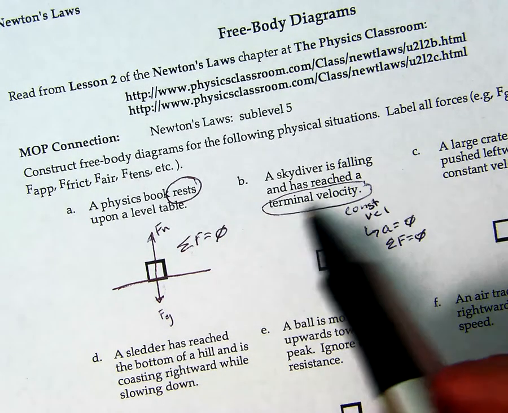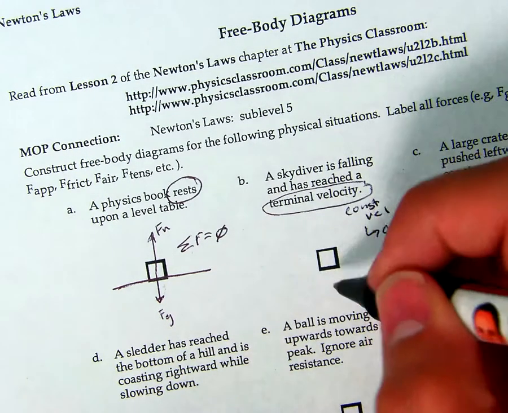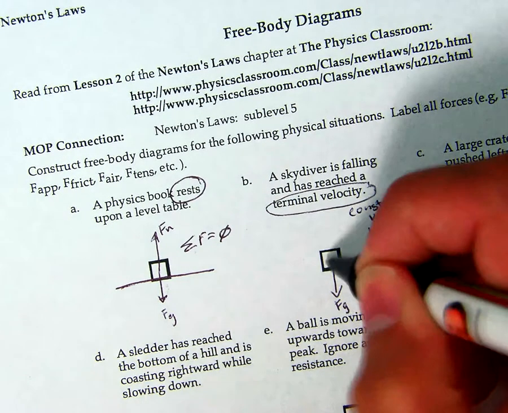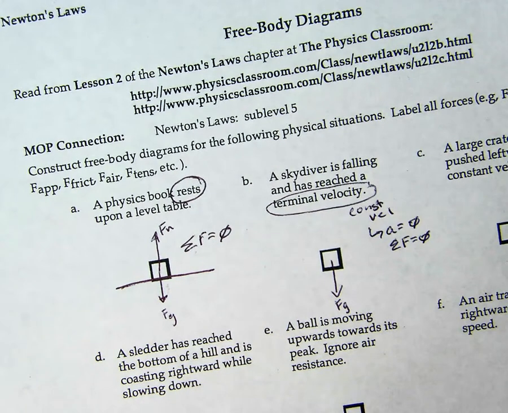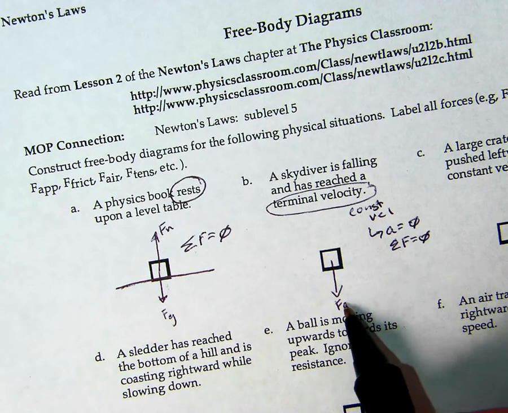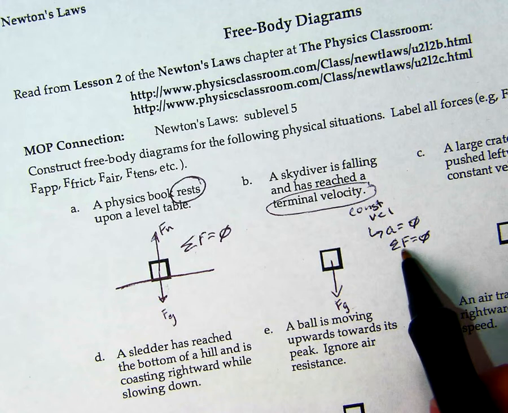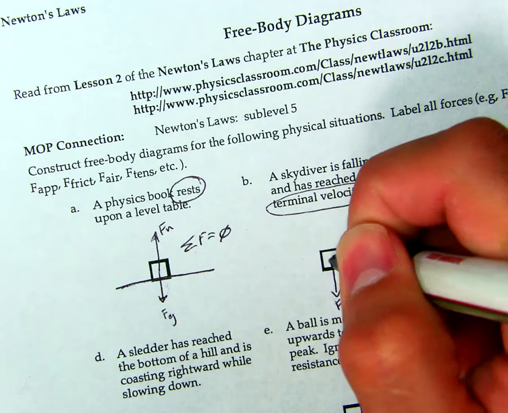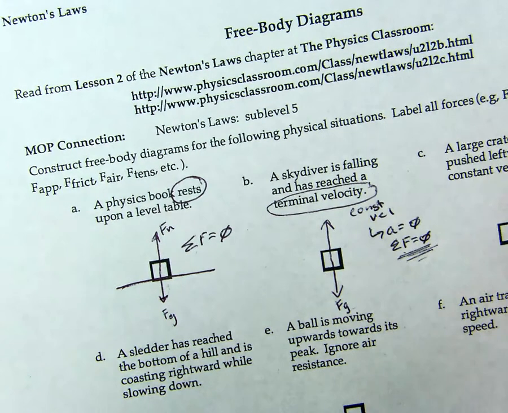So we have a skydiver falling and has reached terminal velocity. We know that the force of gravity is acting on this, and again, the square represents the skydiver. So the force of gravity acts on the skydiver, but there has to be some other force as well, because we know that the sum of all forces has to equal 0. And so we know that there is wind resistance or air resistance or friction due to air.